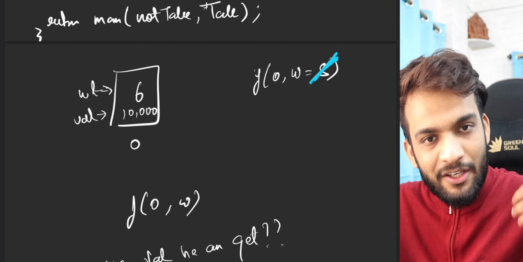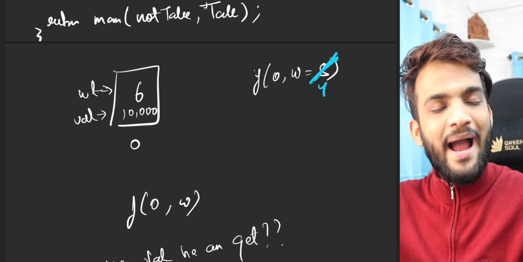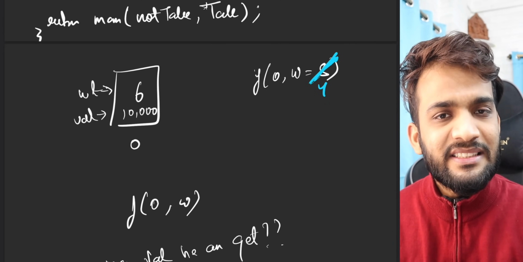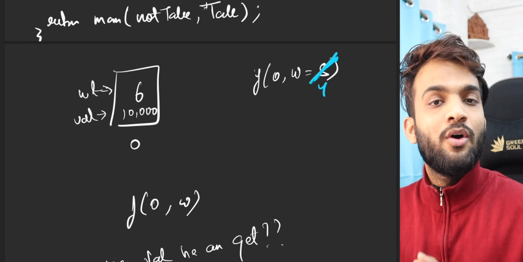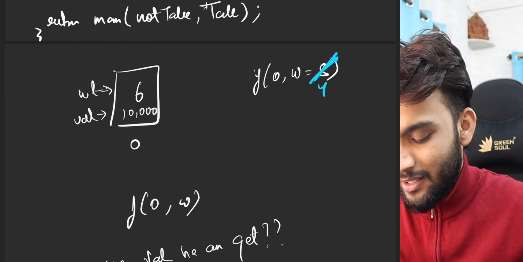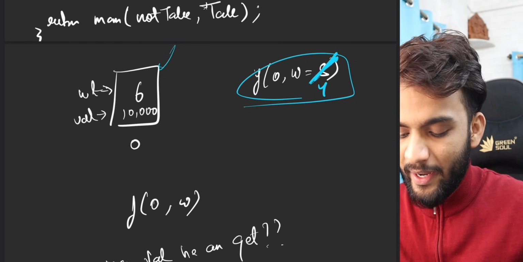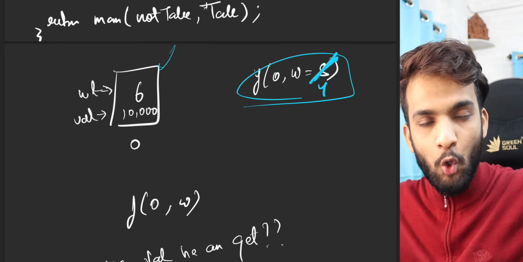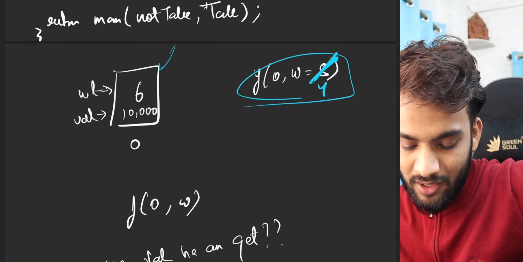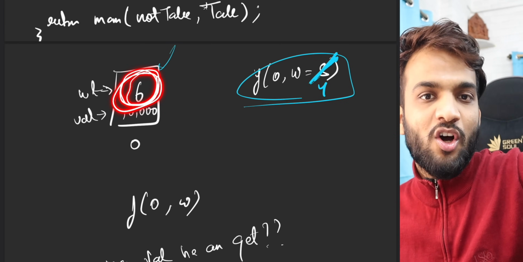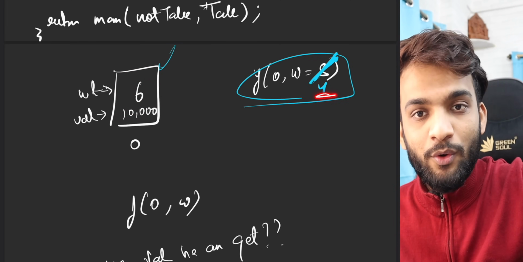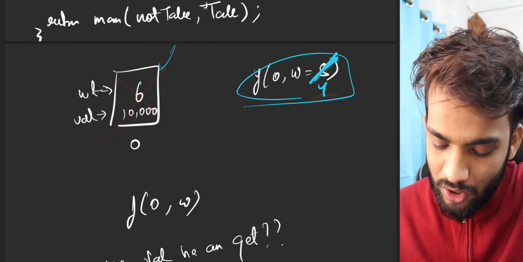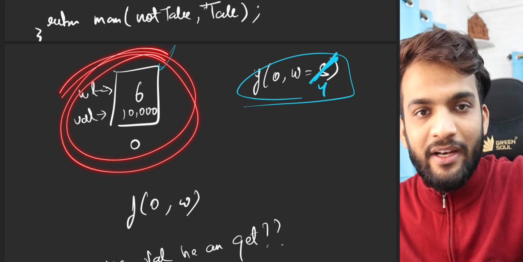But if the thief comes up with something like a bag weight of 4, can he steal? No, he cannot. Why can he not? He has come to the last item, but the weight that he carries is 4. And despite this guy giving him a lot of value, 10,000, it will take a place of 6. And he just has 4. So he cannot. So if he cannot, can you get some value?